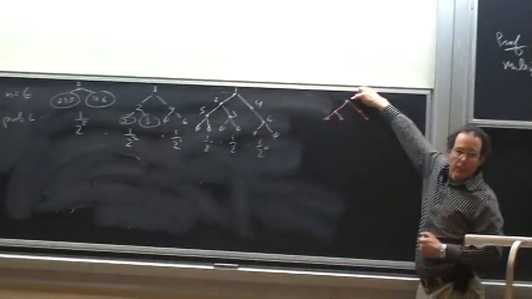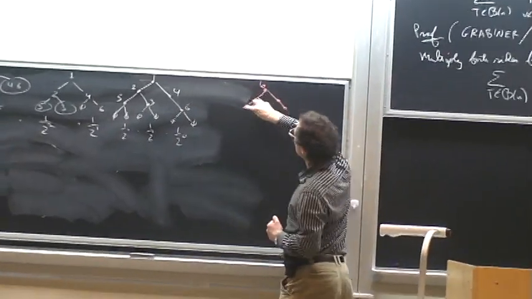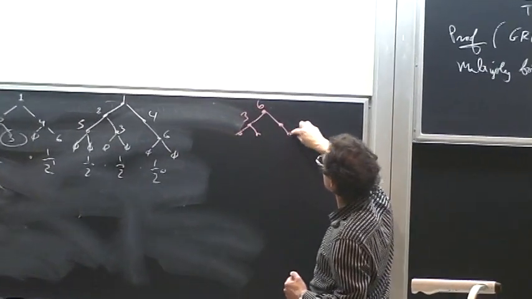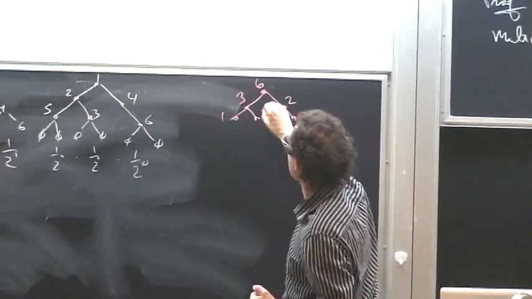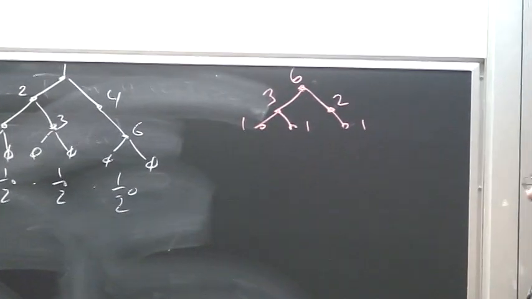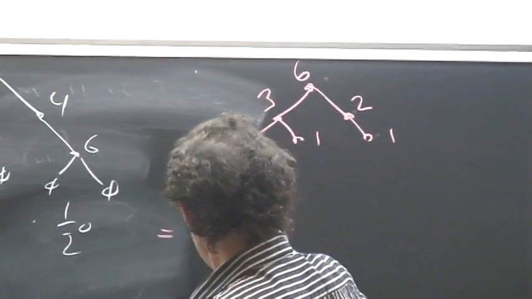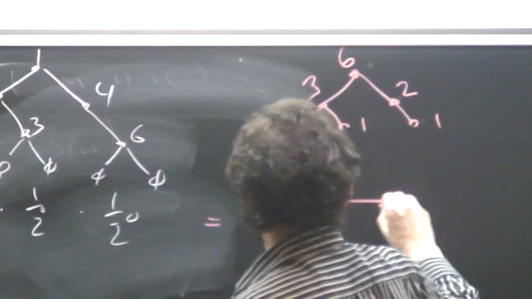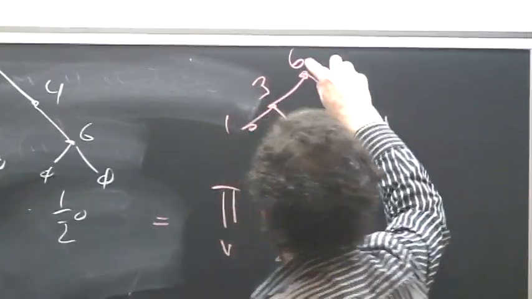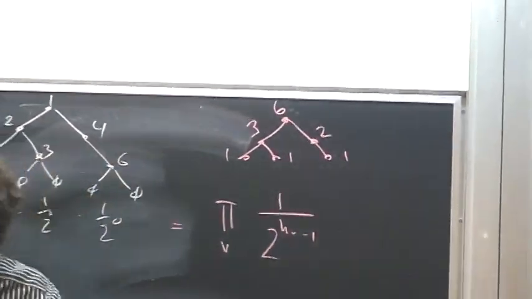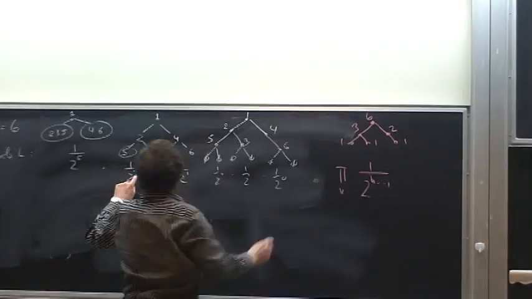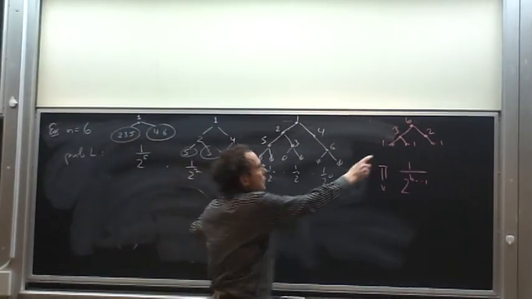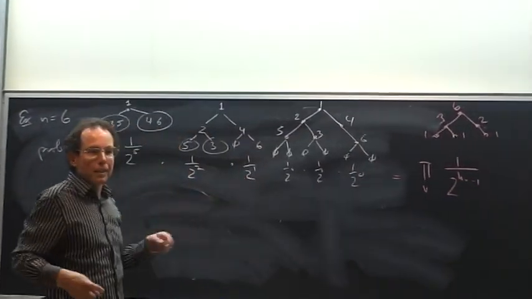Right? Top vertex has hook length 6. This has hook length 3. This has hook length 2. These guys all have hook length 1. And you'll see that this is clearly the product over all these vertices of 1 over 2 to the h of v minus 1, right? 6 minus 1 gives you the 5. 3 minus 1 gives you the 2. 2 minus 1 gives you the 1, et cetera, et cetera, et cetera.